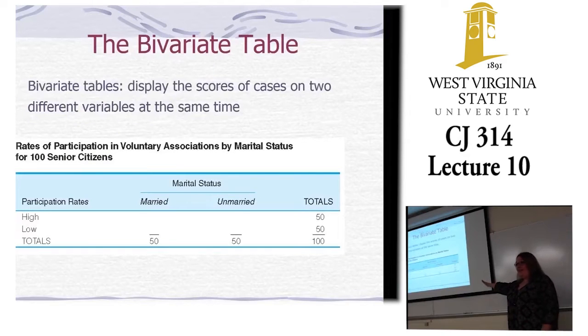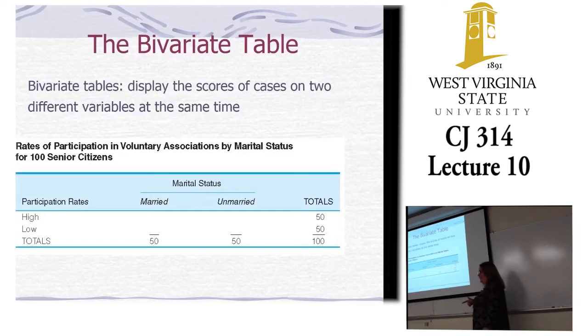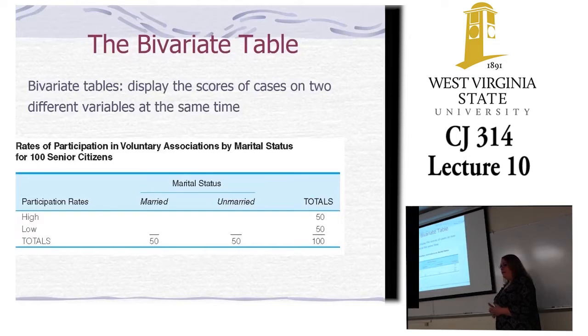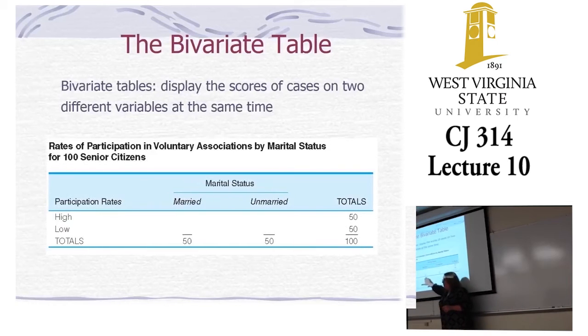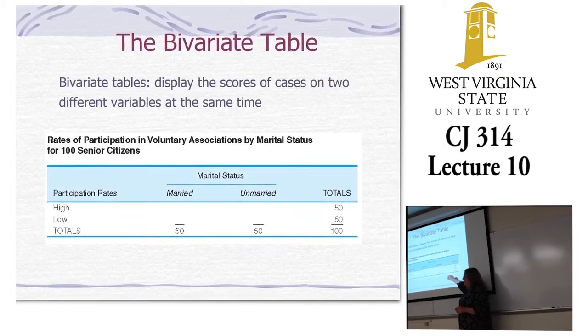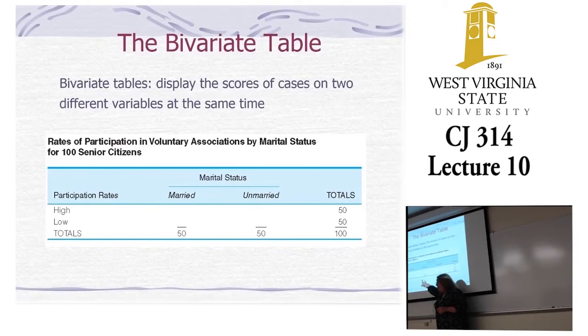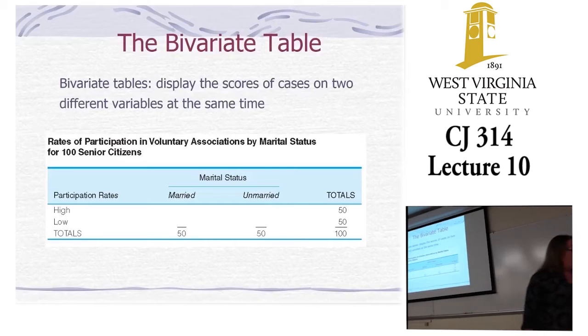Here's the bivariate table. Doesn't look as scary in person as it did when I was just explaining it. We have to have a title. We need to know what we're looking at. So here we're looking at rates of participation in voluntary associations by marital status in senior citizens. Marginals are these numbers on the ends and on the bottom. We had 50 people with high participation, 50 with low. We had 50 people who were married, 50 people who weren't. These are our marginals.